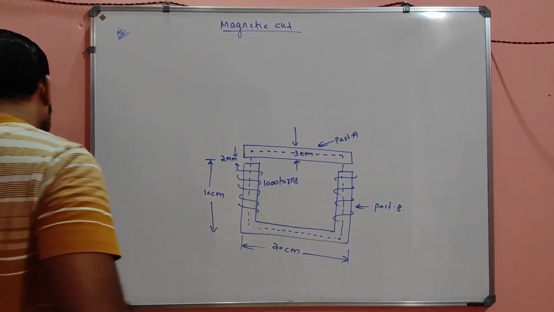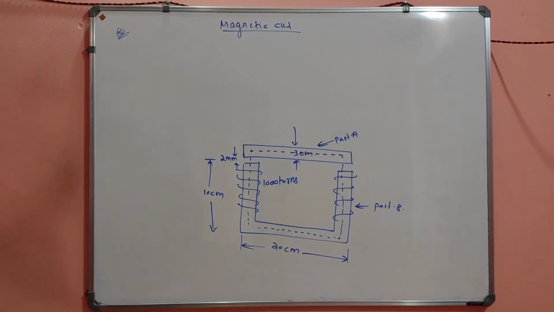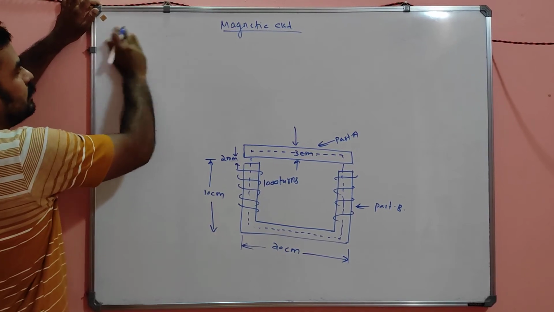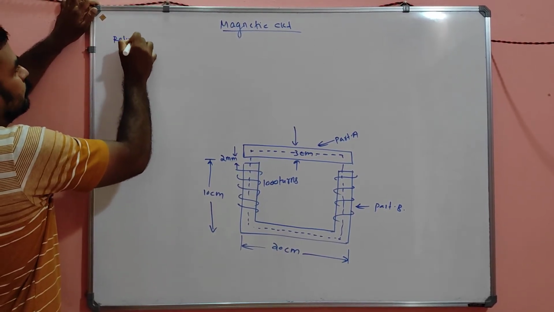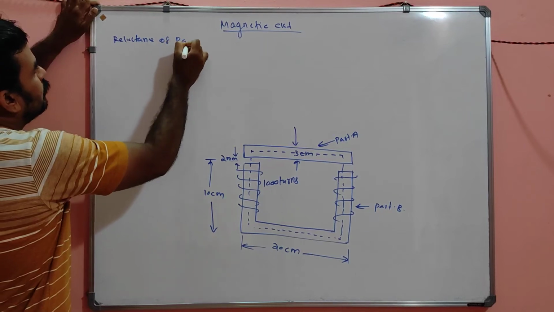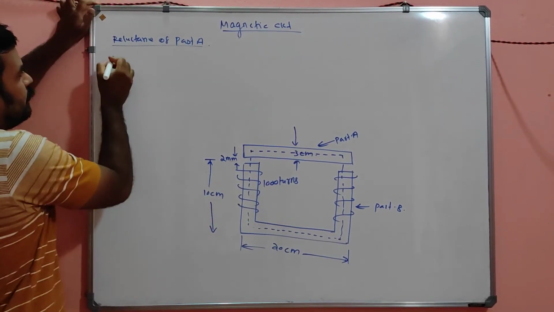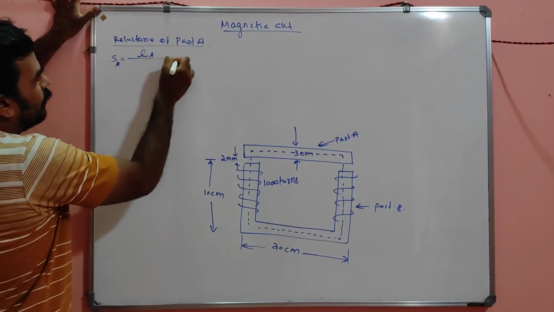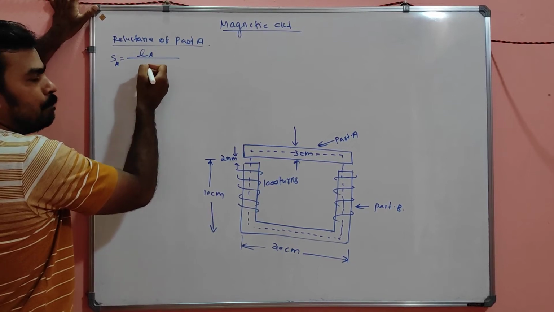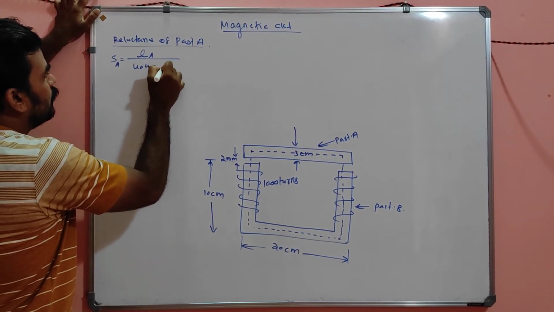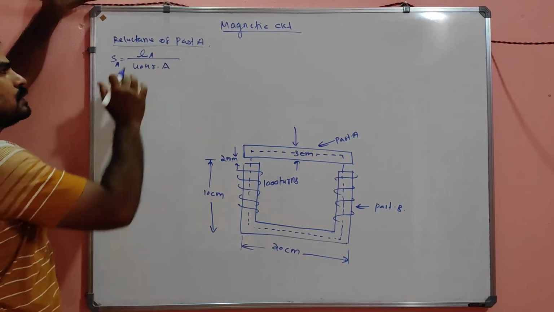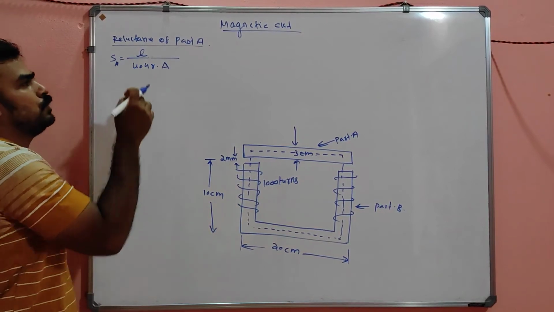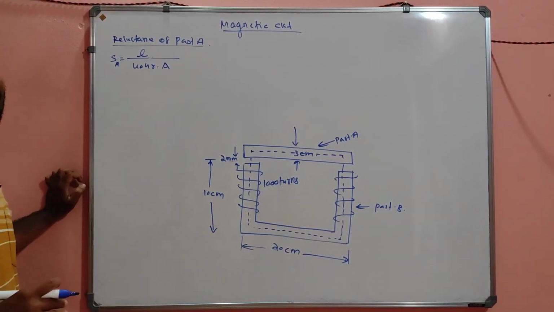First one we have to find what, my dear? The reluctance of the complete part you have to calculate, right? So let's do the reluctance of part A. So we have the equation for reluctance of part A is LA divided by mu 0 mu r into A, where this A is nothing but the cross section. So L divided by mu 0 mu r into A is the equation for the reluctance, my dear.